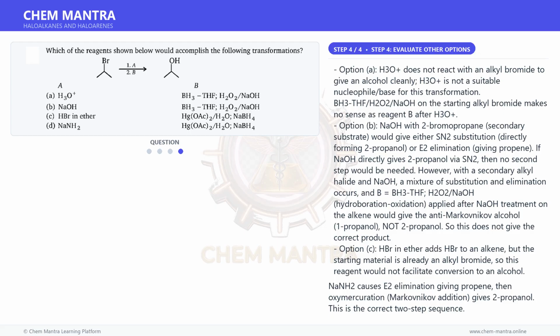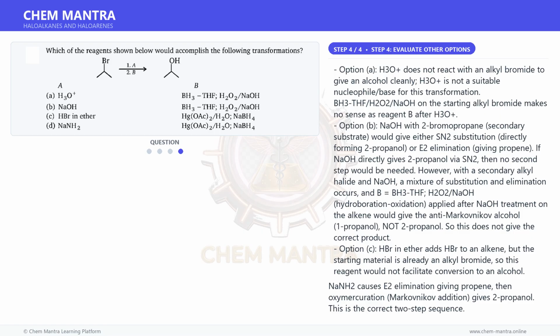And for the final step. Option A. H3O+ does not react with an alkyl bromide to give an alcohol cleanly. H3O+ is not a suitable nucleophile or base for this transformation. BH3·THF, then H2O2, NaOH on the starting alkyl bromide makes no sense as reagent B after H3O+.